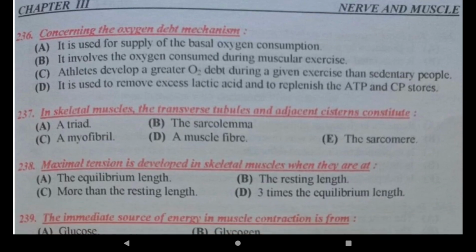In skeletal muscles, the transverse tubules and adjacent cisternae constitute: A. a triad, B.